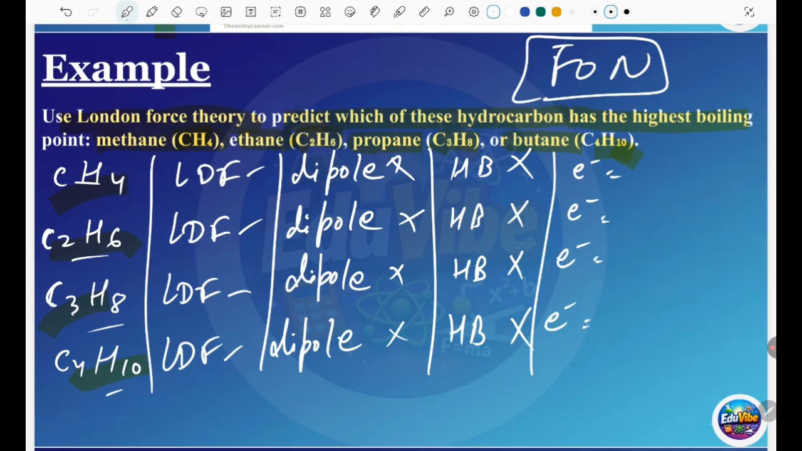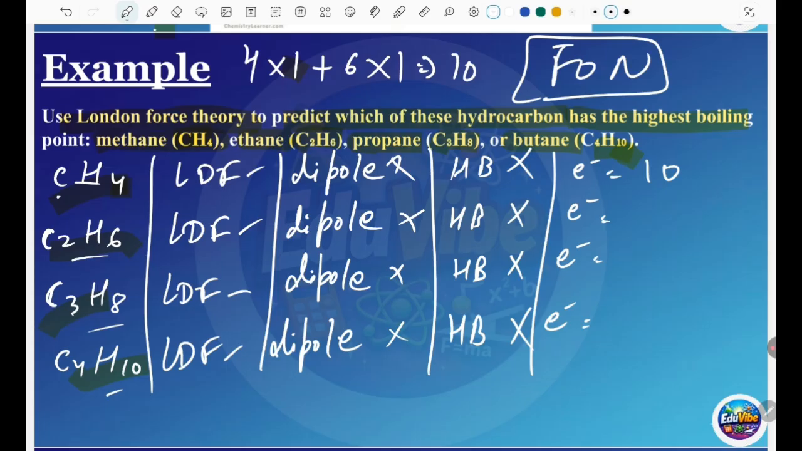First one is CH4. How many H do we have? 4. So we have to consider the atomic number of H. The atomic number for H is 1, and plus, we have carbon. Carbon has atomic number 6 and we have only 1 carbon. So when we calculate, we get 10 electrons. That's how we can find all of these.